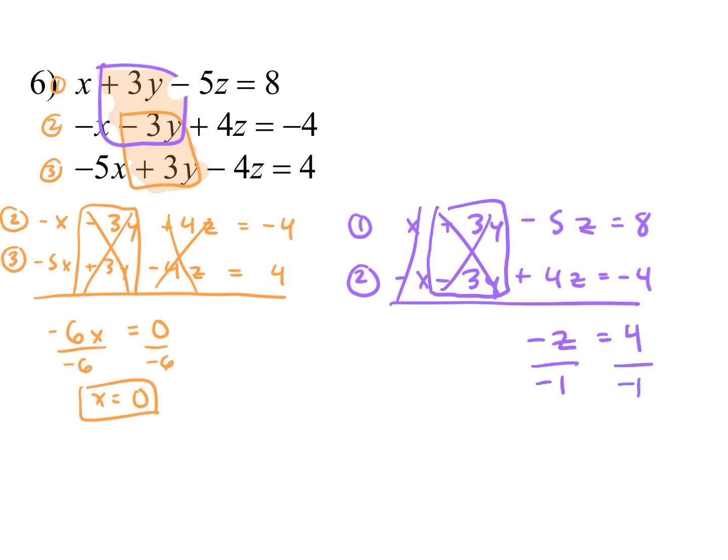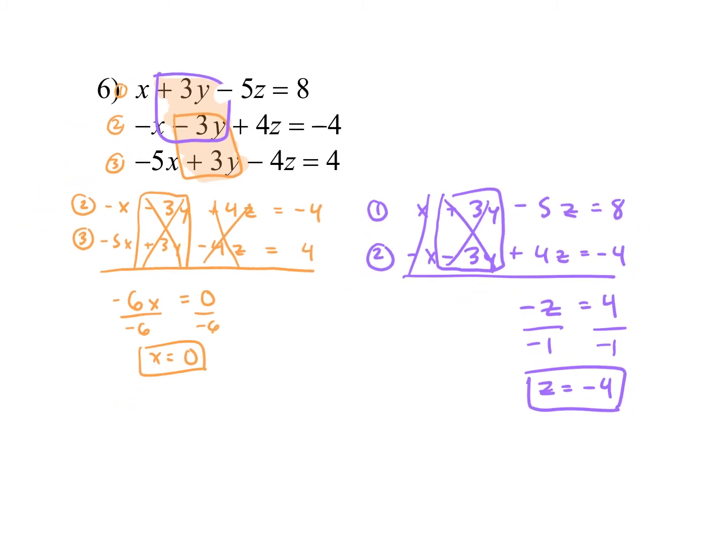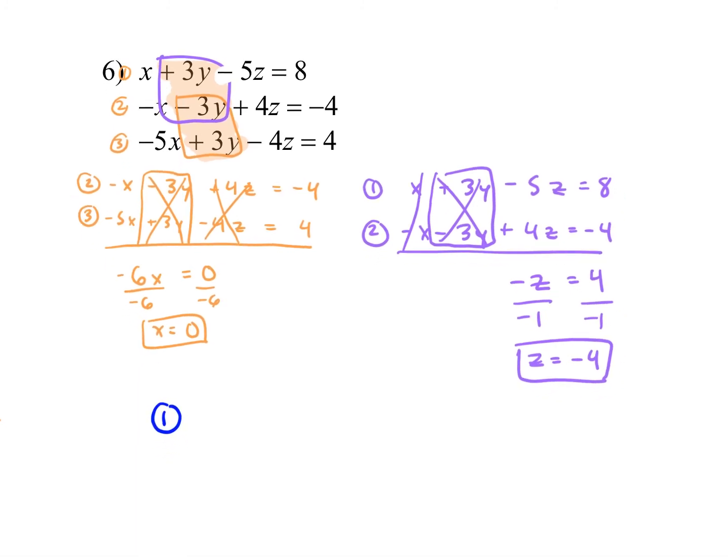Divide both sides by negative 1. So what's z equal to? Negative 4. So now I have x and I have z. How can I find y? Plug it into one of the original equations. Which one do you want to plug it into? I'm going to plug it into the first. It doesn't matter. I think the first kind of looks easier, but whatever you want to do.